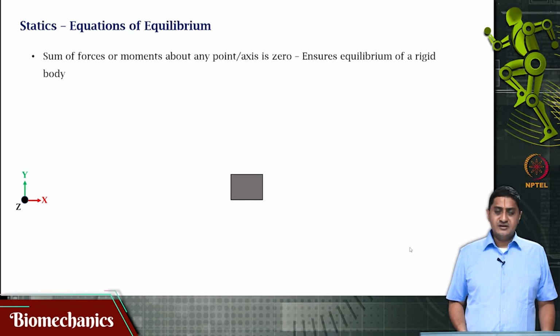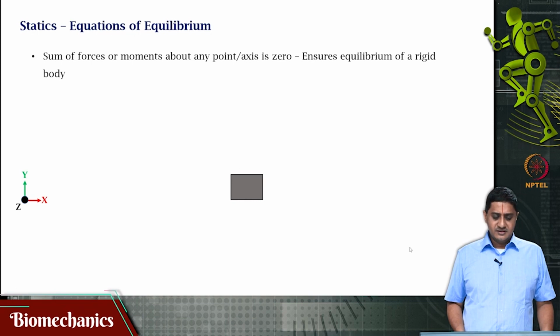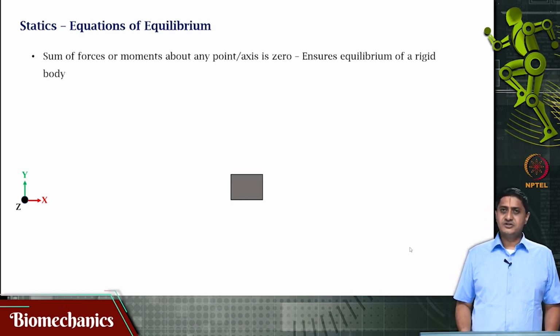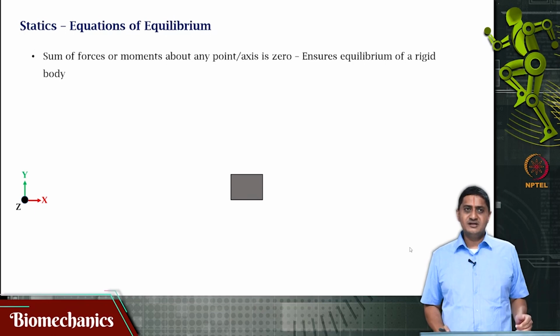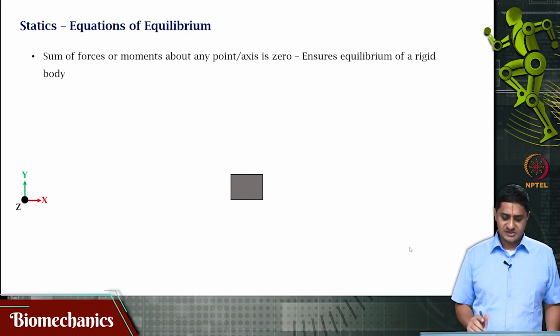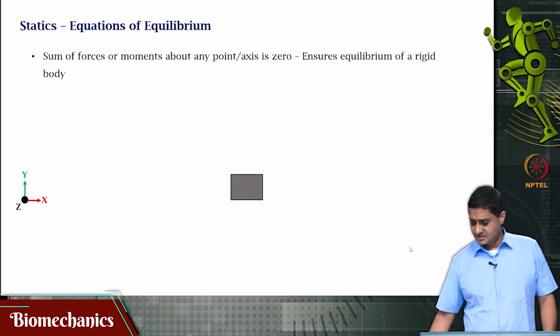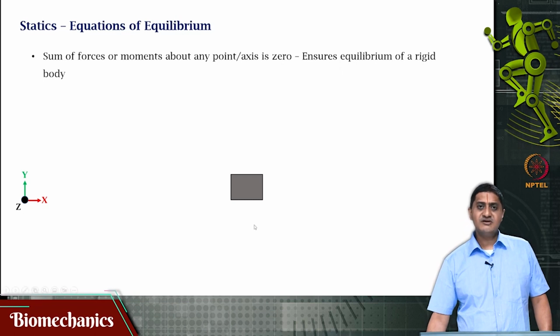To simplify, the equations of static equilibrium in 2D say that the sum of forces and moments about any point is 0. This will ensure that a rigid body is in equilibrium in 2 dimensions. This is also frequently written as sigma Fx equal to 0, sigma Fy equal to 0 and sigma M equal to 0, but what does that mean?